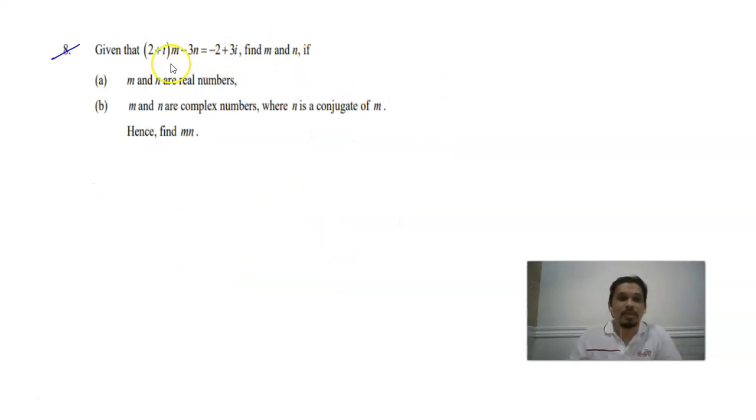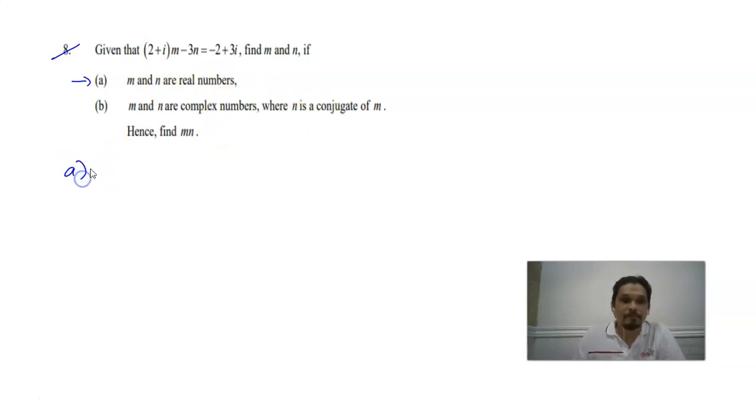Now for question 8, A and B. Let's take a look at question 8 one by one. Look at A first. Given this equation with m and n, find m and n if m and n are real numbers.